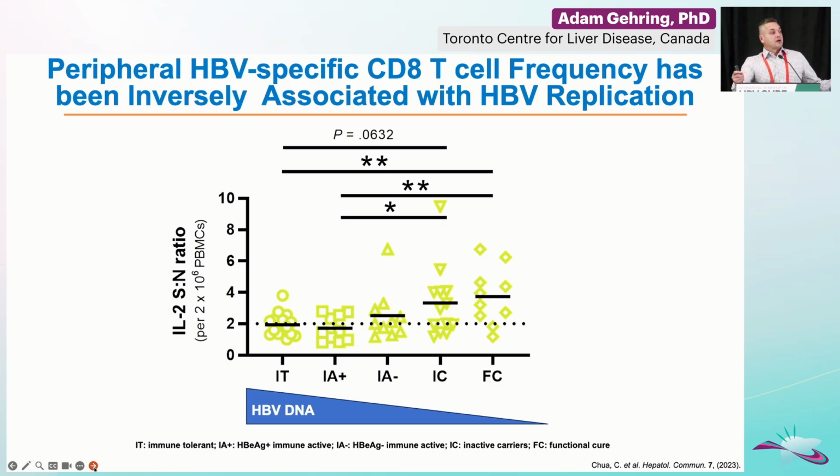Using the IL-2 fluorospot assay, what we saw was a very similar trend. And here you're going from a setting of high viral replication, immune-tolerant patients, all the way to functional cure. And you can see the patients with the highest viral load, e antigen positive, in the periphery have the lowest T-cell responses. And this seems to increase as you get better viral control.